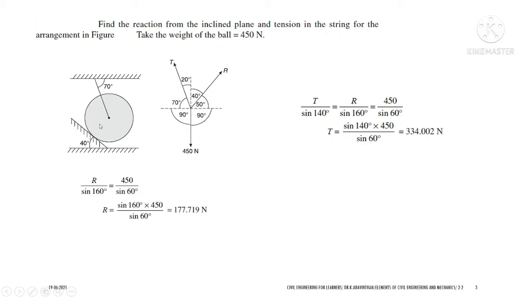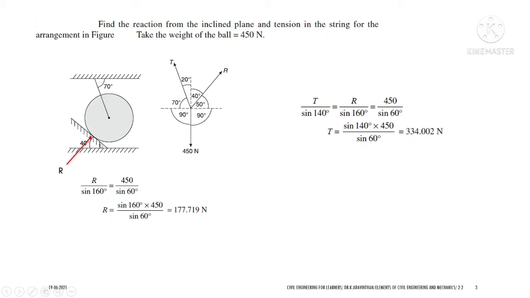Since this is a sphere, it has a self weight. The weight of the ball is 450 Newton, and weight always acts in the direction of gravity. So the weight acts 450 Newton vertically downward, and you have a string which has a 70 degree angle. If you introduce a vertical line here, the 70 degrees will be the same with respect to the horizontal. So both will be the same here, and hence T is written here and the angle is 70.